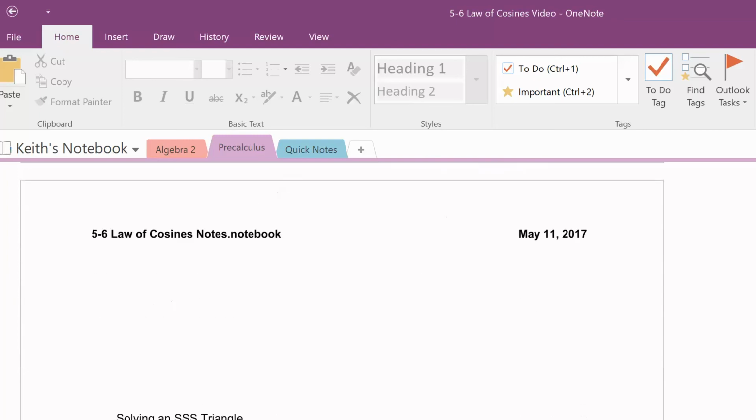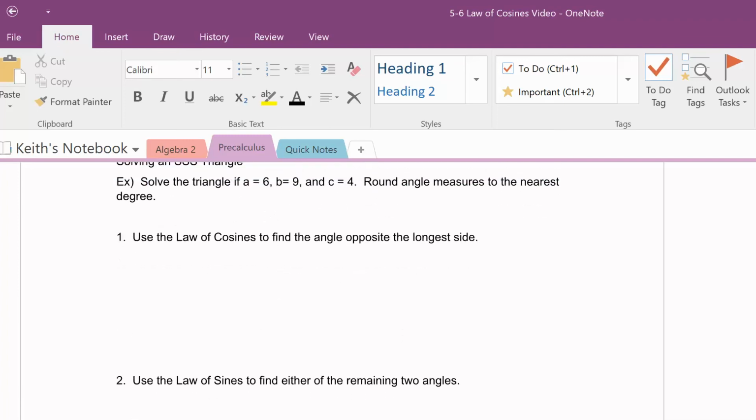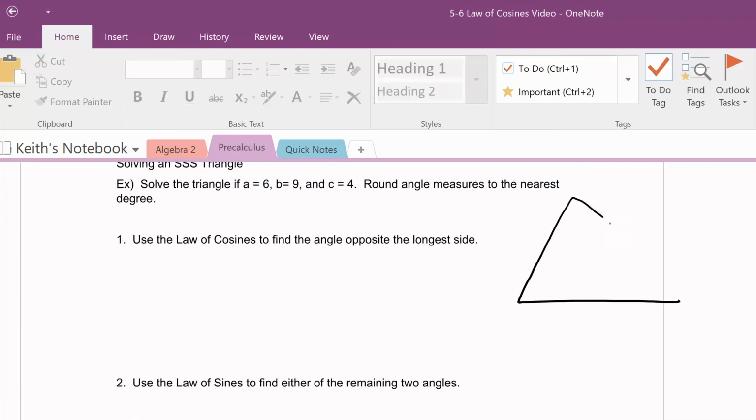All right. Let's look at another example. This one where it's side, side, side, where you're given all three sides. So here, it gives you, and we'll draw the triangle. Side A is 6, side B is 9, side C is 4. So now we have to find one angle, and we're going to use the law of cosines to find the angle opposite the longest side. So that in this case would be B.